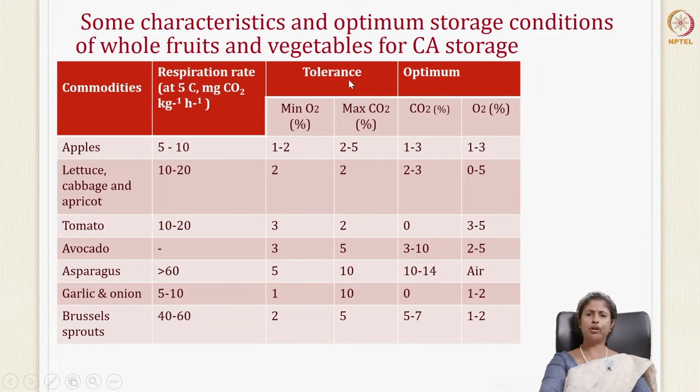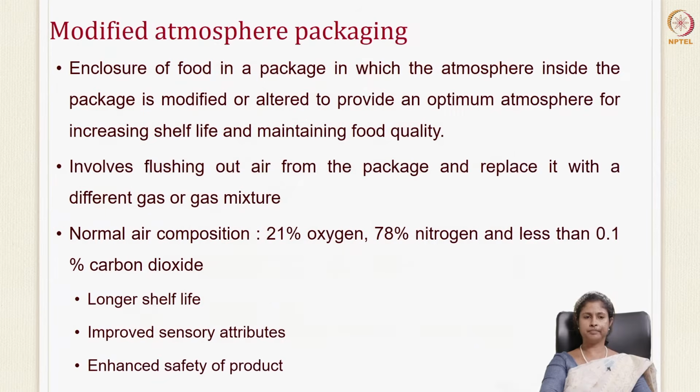So there is a tolerance level, a minimum oxygen and a maximum carbon dioxide which the fruits and vegetables can tolerate, and there is an optimum level. It is usually this optimum level that is maintained in a CA storage, or controlled atmospheric storage. This depends on the produce that you're going to pack.